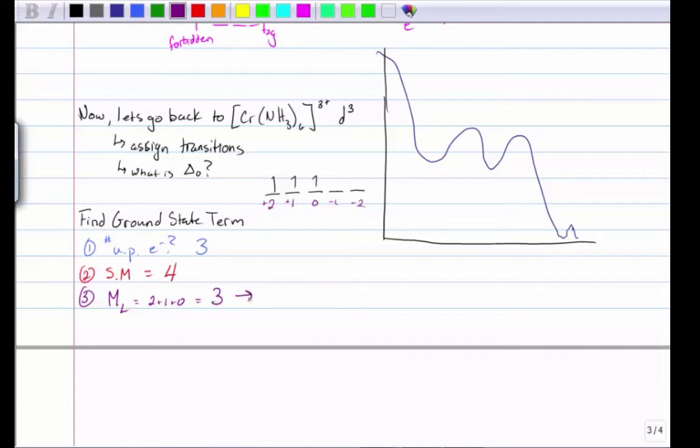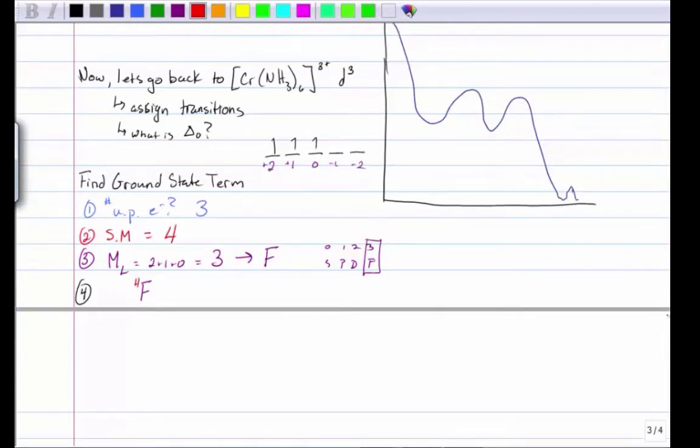And that does correspond to F, right? So 0, 1, 2, 3, that's S, P, D, and F. So this is what we have. And then the last thing to do is just to write the term. And so the term is quartet F.